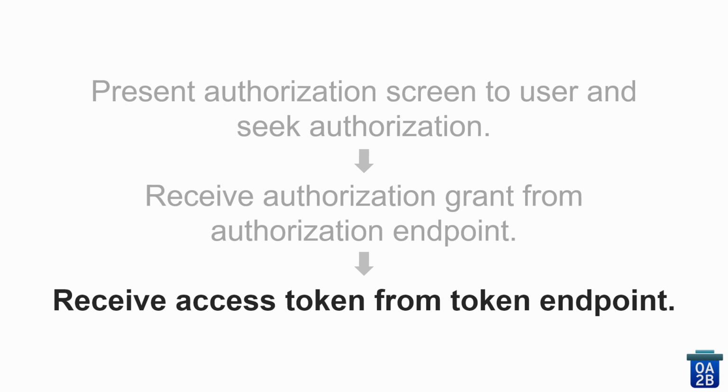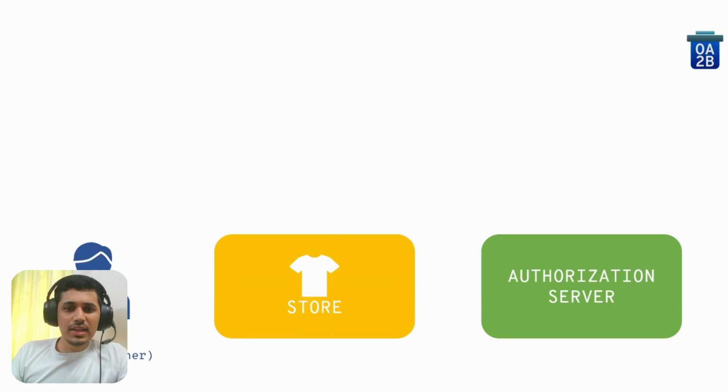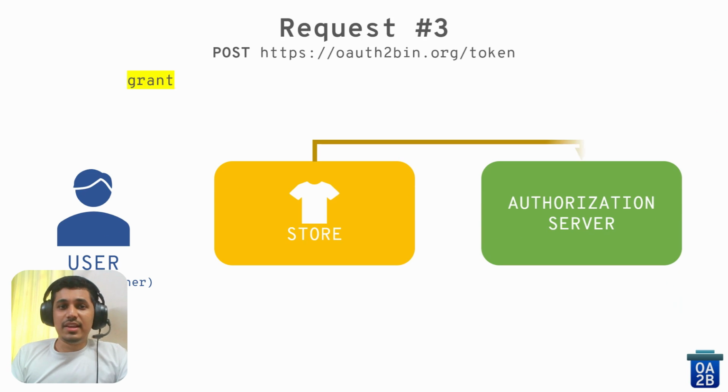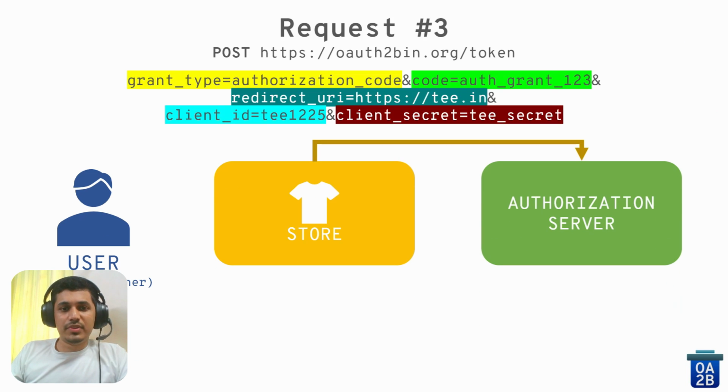For instance, the t-shirt store, we talked about this in the previous video. The t-shirt store will exchange this authorization grant and receive an access token back as a response, and then it can start making requests to the API. Now it's again going to be a post request that the t-shirt store would have to send. By the way, the requests that were being sent so far, all of that happened in the browser. But now this final request is actually going to be sent by the t-shirt store's server.